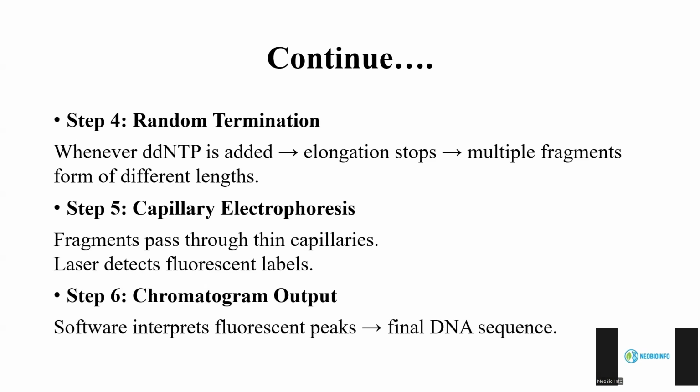The software interprets the peaks that we get from the fluorescent dye. Fluorescent as the color. If we talk about the color of the different nucleotides, adenine gets red, for example, thymine gets yellow, cytosine gets blue, and guanine gets green. These peaks are interpreted by the software and give us the final DNA sequence.